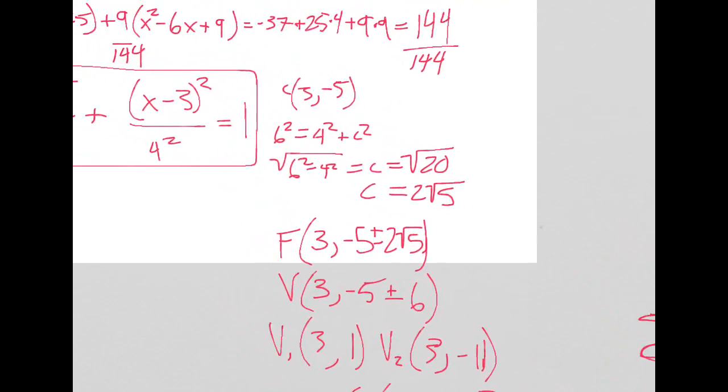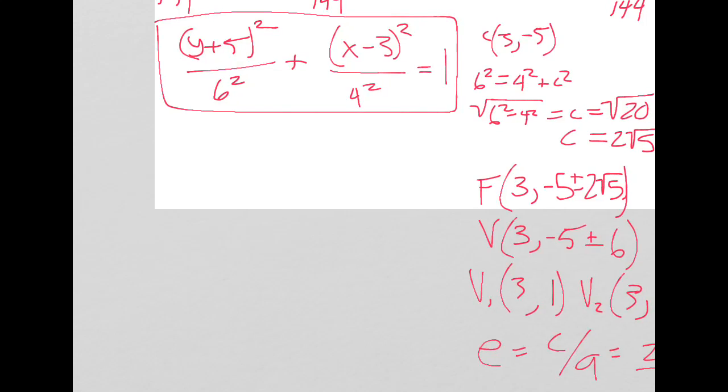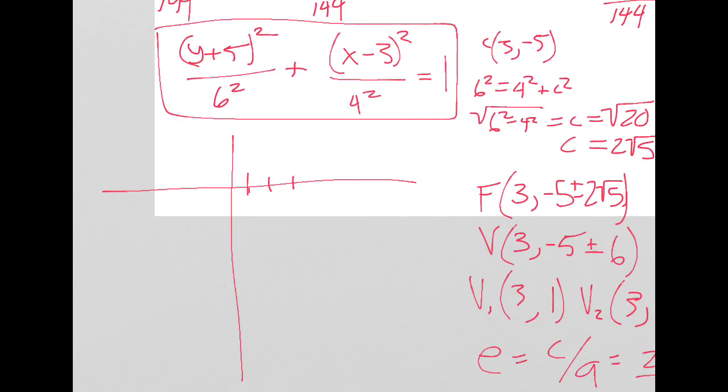So let's sketch this real quick. So let's draw our axes. Where's our center going to be? X is going to be 3, y is going to be negative 5. So I'm going to plot this like that. Let's go ahead and say 1, 2, 3. Ooh, and let's go 1, 2, 3, 4, 5, and let's plot that center.